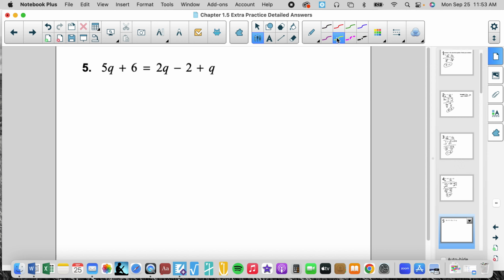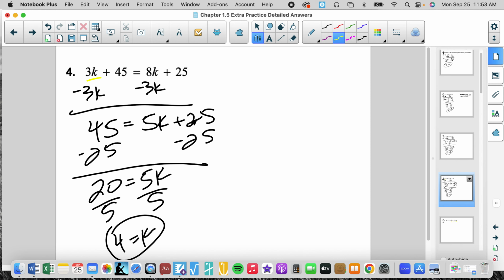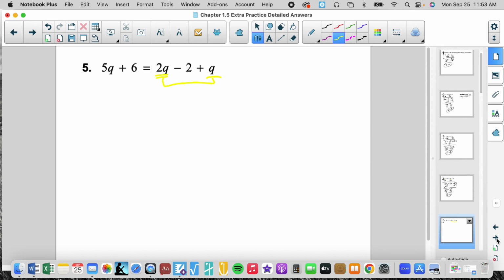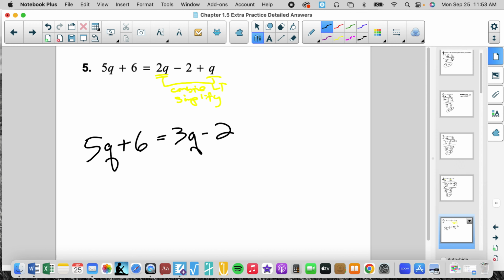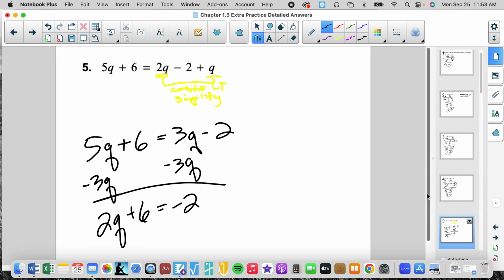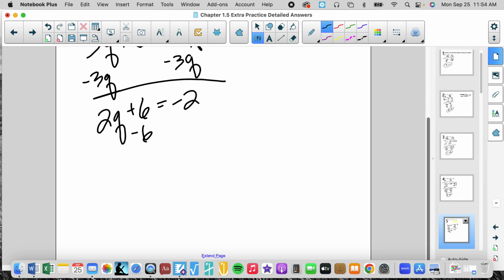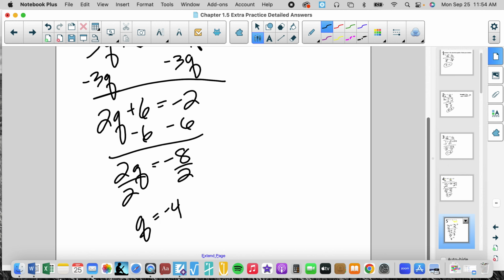We need to remember that when we have two variables on the same side, as opposed to this, which are variables on opposite sides, but when we have them on the same side, like this right side, we need to combine like terms. So we're going to simplify if necessary. So if we can simplify a side, we must do that first before we start moving things around. Left side simplified, right side simplified. Let's move the variables to one side. We get 2q plus 6 equals negative 2. We're going to subtract 6. 2q equals negative 8. Divide by 2, divide by 2. Q equals negative 4.